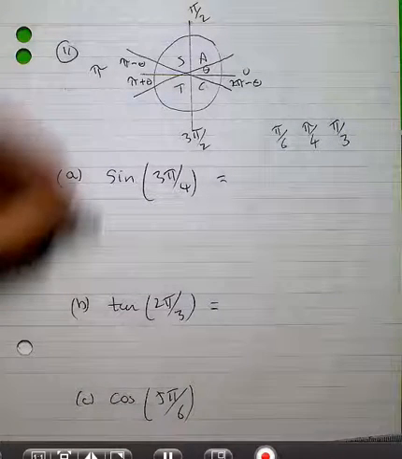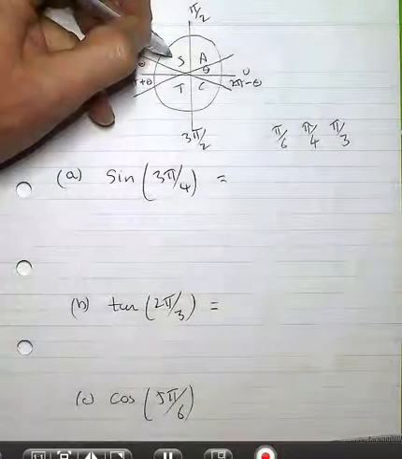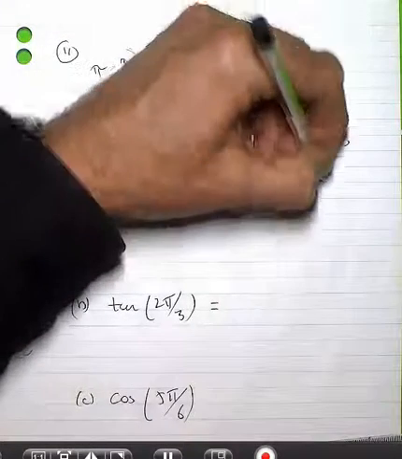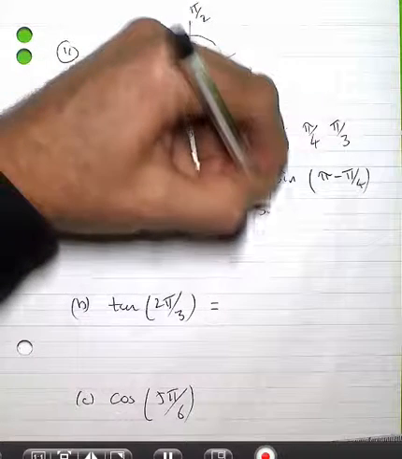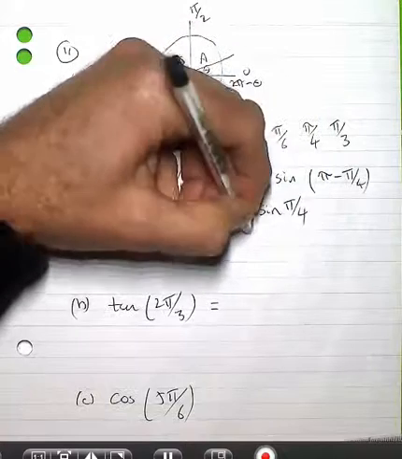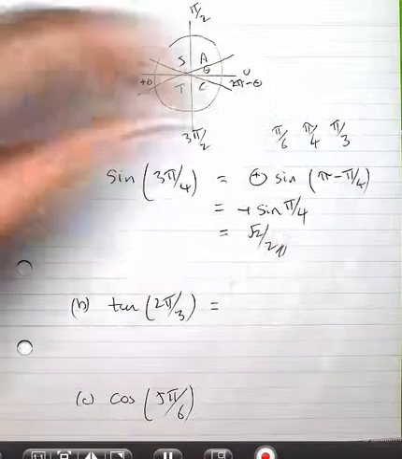Now, in the first instance, sine 3 pi on 4 will put it into the second quadrant, so it's positive sine of pi minus pi on 4, which is going to be positive sine pi on 4, and that, of course, is going to be root 2 over 2.